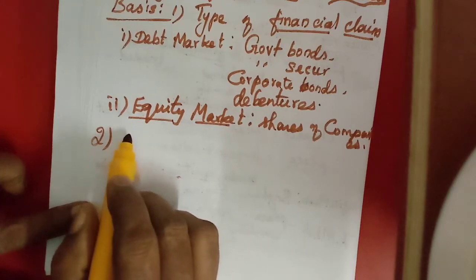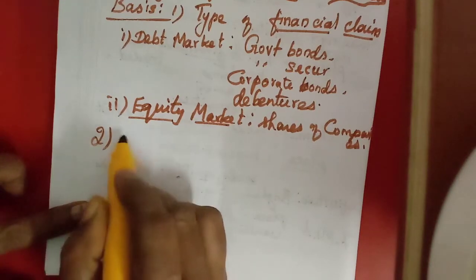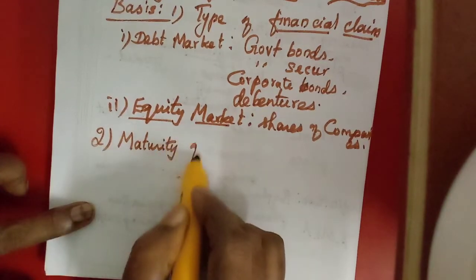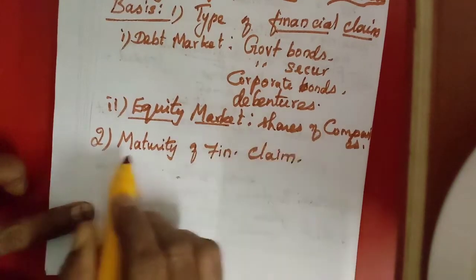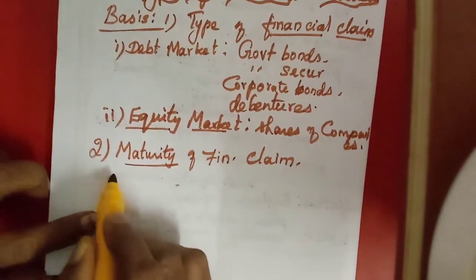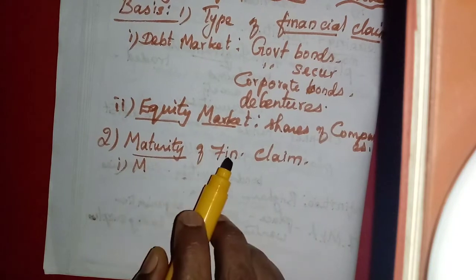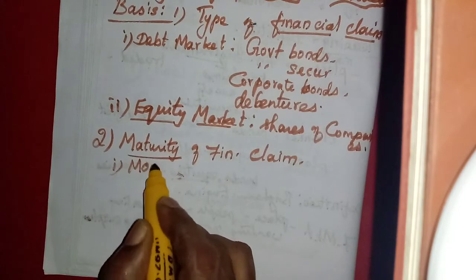Then the next one, which basis? On the basis of the maturity of the financial claim, that is, when this claim will mature. On the basis of the maturity period, it is divided again into two. The first one is the money market.